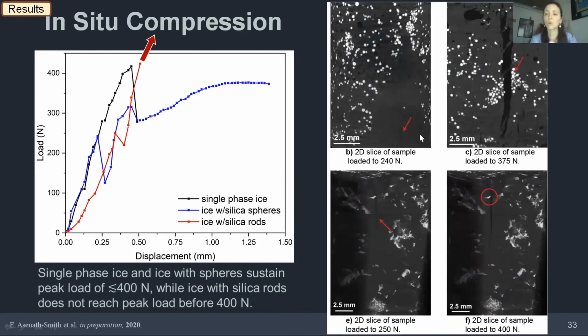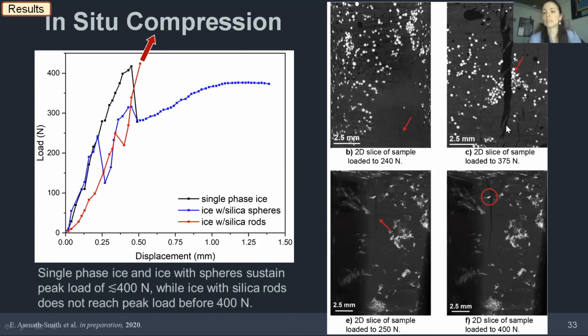And so what you see in what we did is made these three-dimensional reconstructions and then took two-dimensional slices through the bulk of the material so we could see these cracks forming and moving. When the cracks first start to form, highlighted by the red arrows, this is in the sphere case, they always form in the regions where there are no particles.